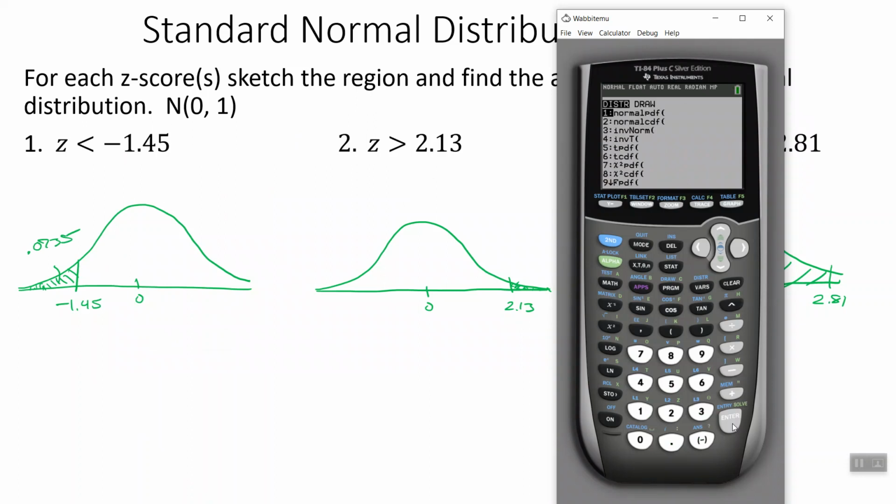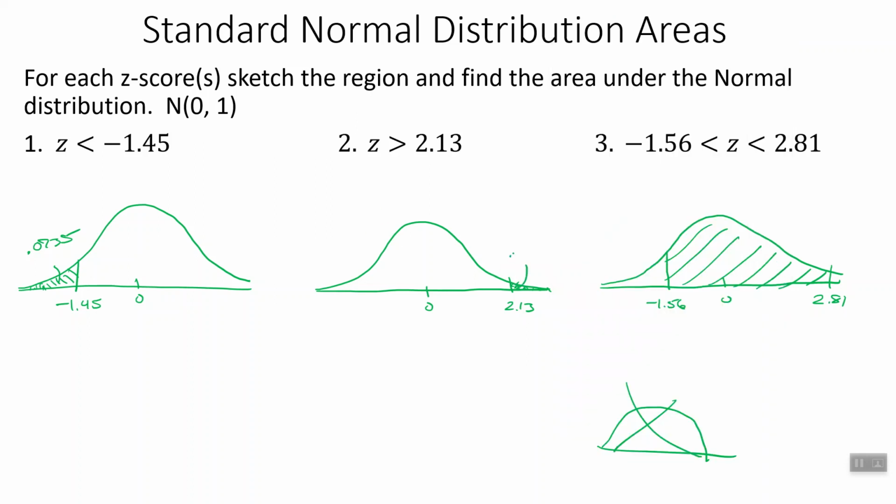All right, let's take a look at the next one. Second vars, number 2, normal CDF. All right, this time we're going up. So we're starting at 2.13 and we're going up to something big like 1,000 or 10,000 or a million, whatever. We get 0.01658. All right, so 0.0165, plenty. Don't even have to round.